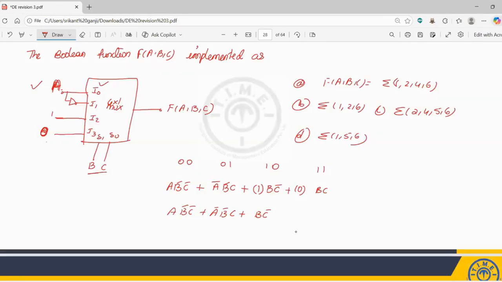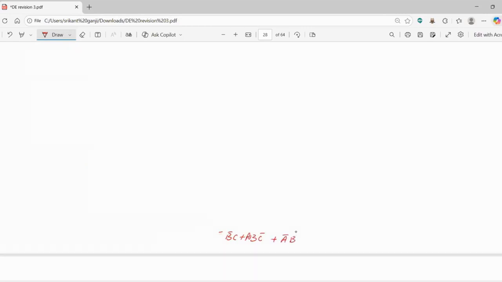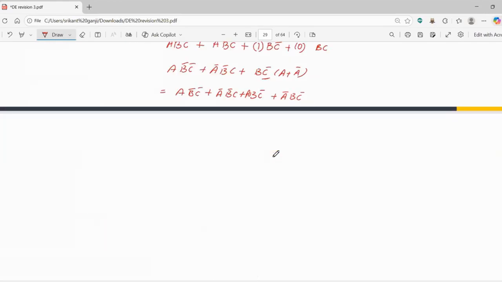So I can add here A plus A bar, as the term is missing now. So I can take that A B bar C bar plus A bar B bar C plus A B C bar plus A bar B C bar. So now what is the value of this one?